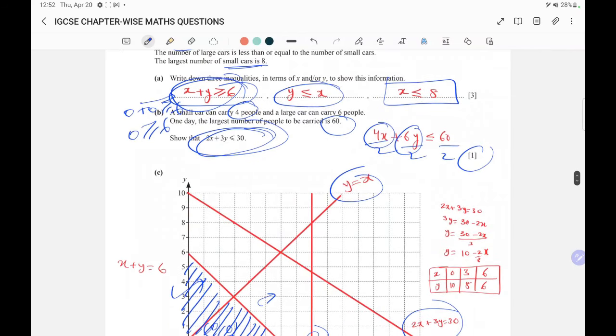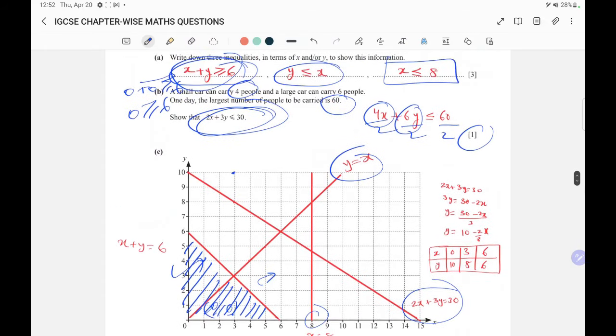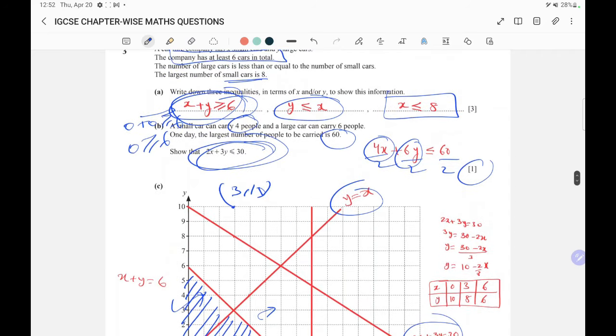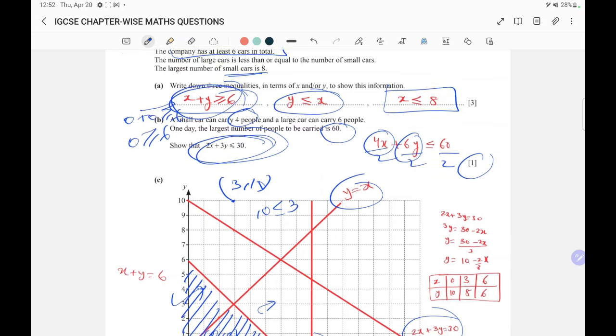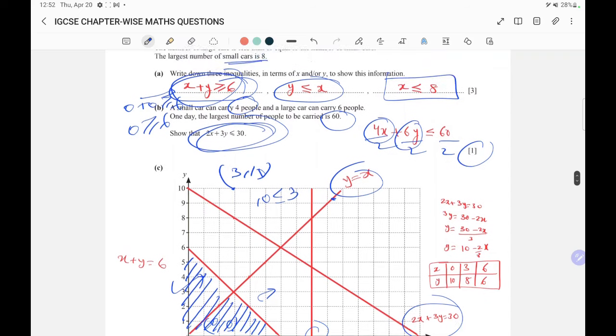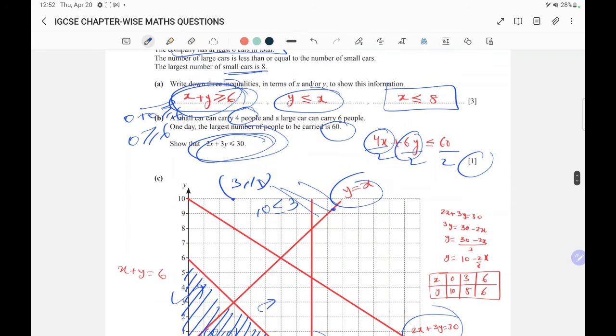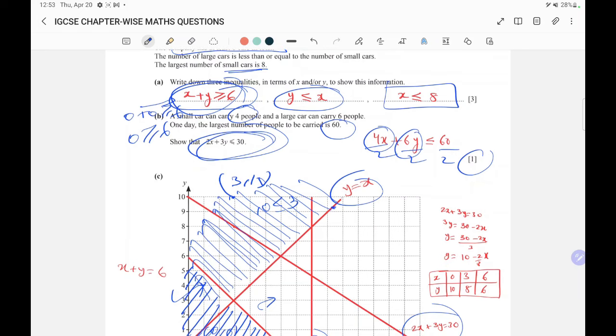Now y is less than or equal to x. So just select any point. Suppose I am selecting this point, 3 comma 10. So put y as 10 and x as 3. So 10 is less than 3, which is false, right? So this part is false. So below this line is our valid region, and this is my invalid region.